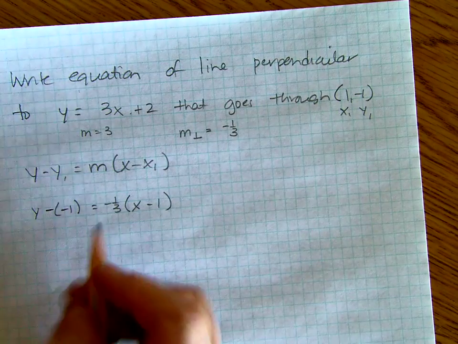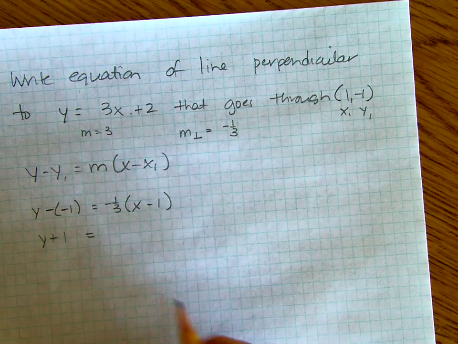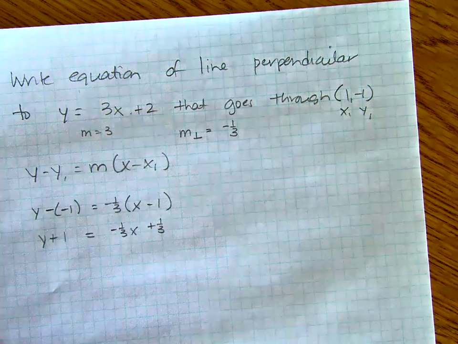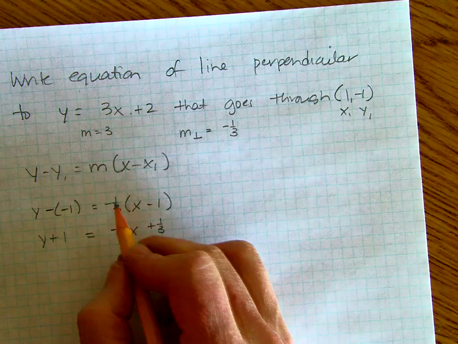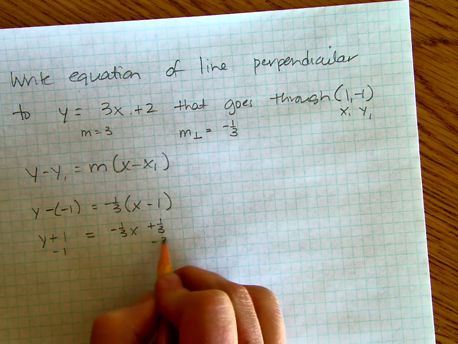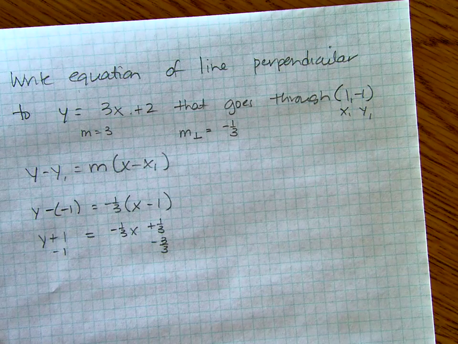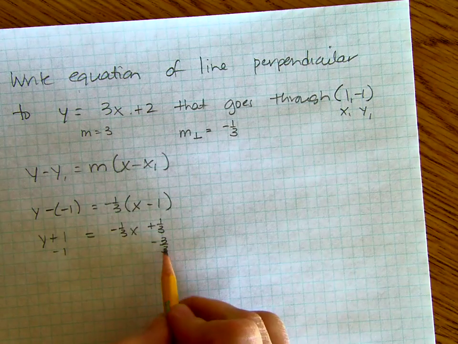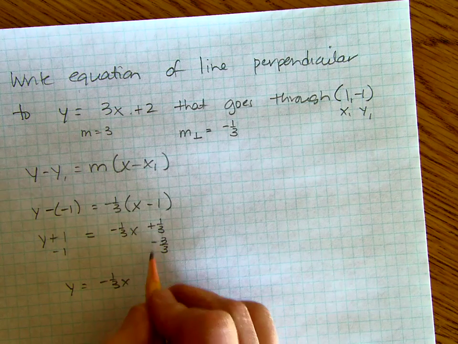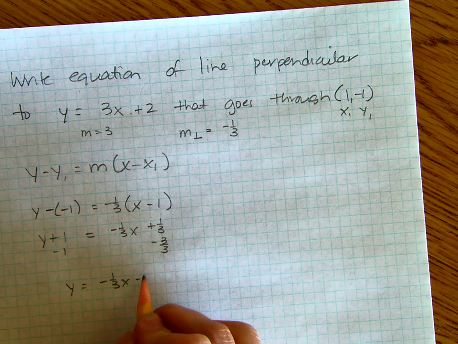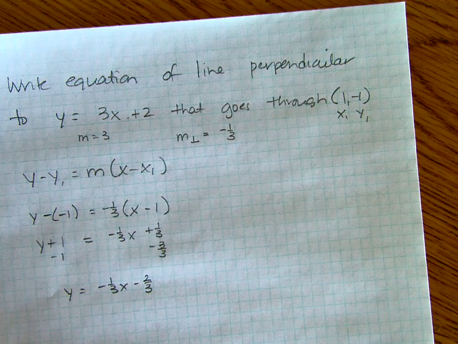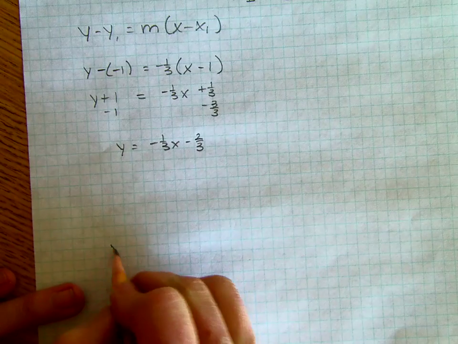My slope is negative 1/3, x minus x1. Simplify. Y plus 1 equals negative 1/3 x plus 1/3. And then I have to subtract 1, but I'm going to use a common denominator, minus 3/3. Y equals negative 1/3 x, and 1/3 minus 3/3.